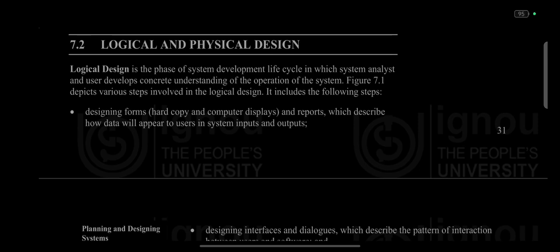Logical and physical design. Logical design is the phase of the system development life cycle in which system analysts and users develop a concrete understanding of the operation of the system. Figure 7.1 depicts various steps involved in the logical design. It includes the following steps: designing forms, hard copy and computer displays, and reports, which describe how data will appear to users in system inputs and outputs.